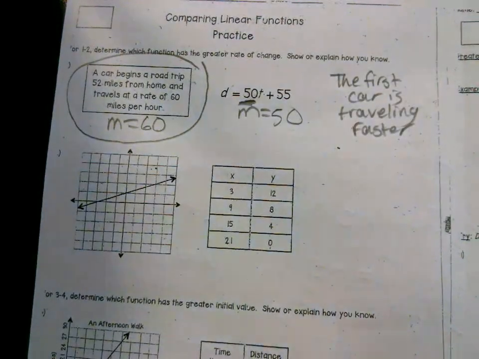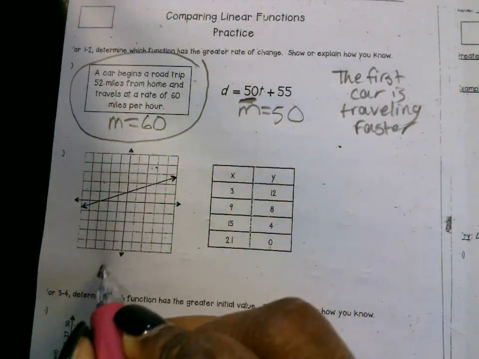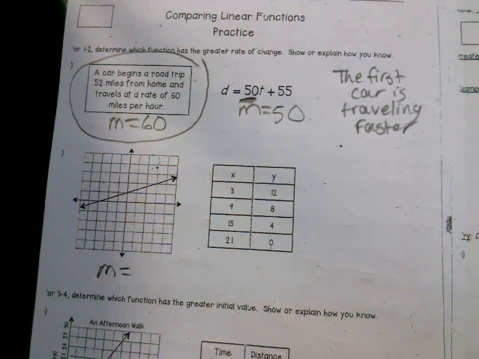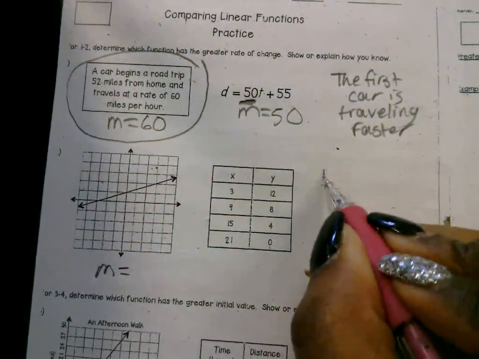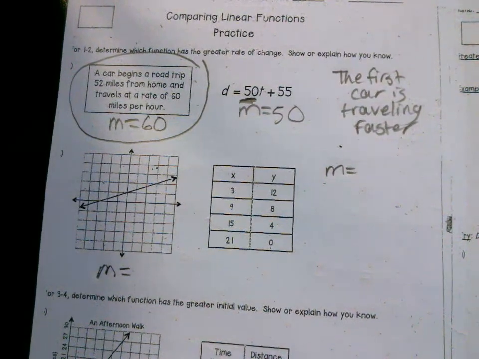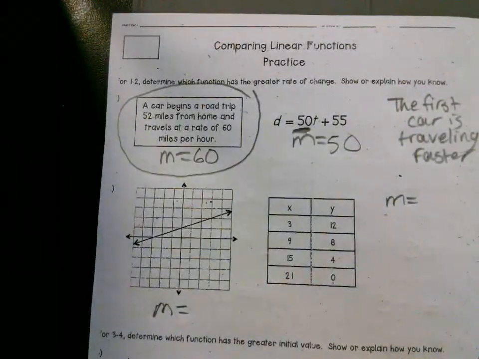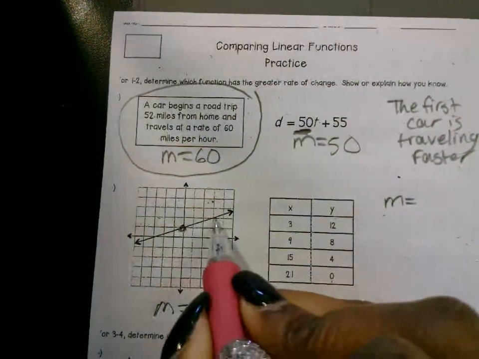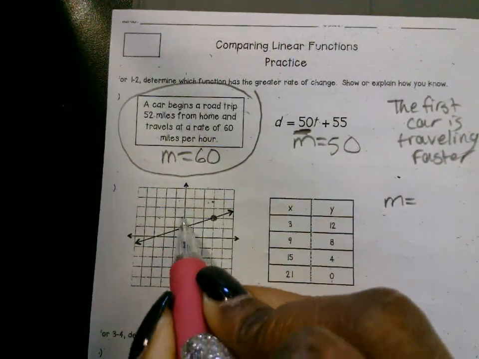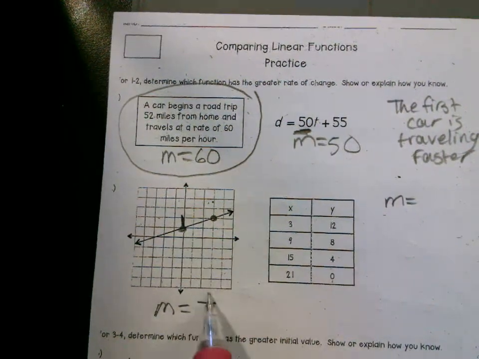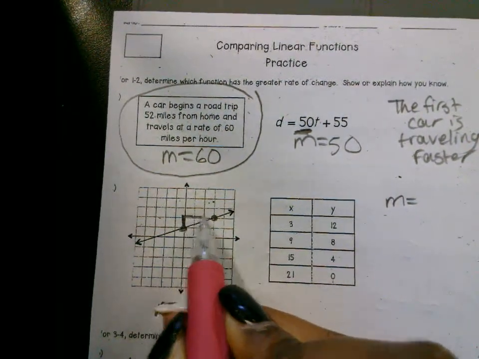Now we need to find the rise over run for the table. What is m of the table, and what is m of the graph? So let's count rise over run here. So rise, that's 1. Run, 1, 2, 3.